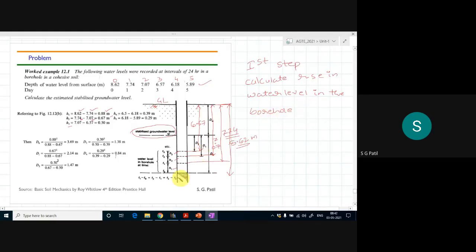Okay, for each observation, what is the rise? That is small h1, h2, h3. These things you should calculate in the first step. Okay, then what is the second step?